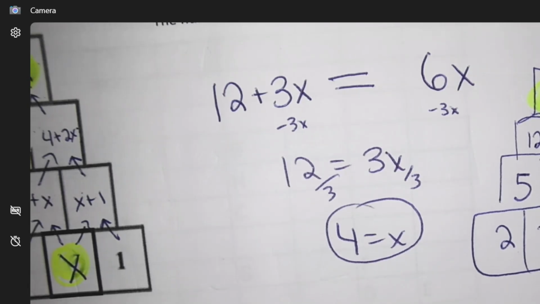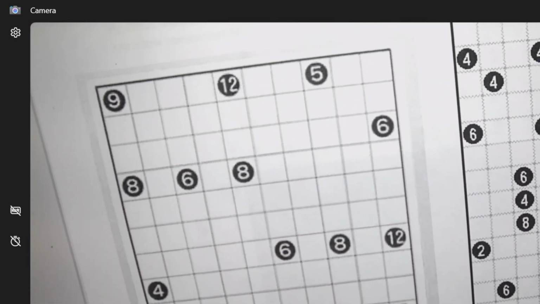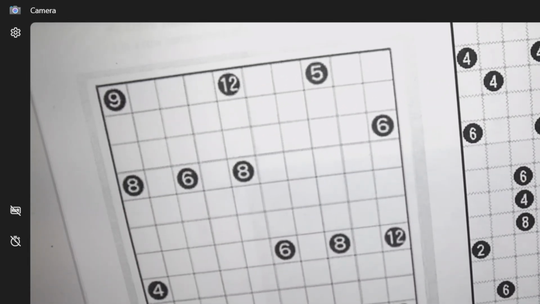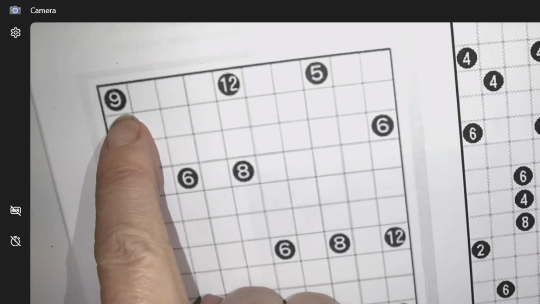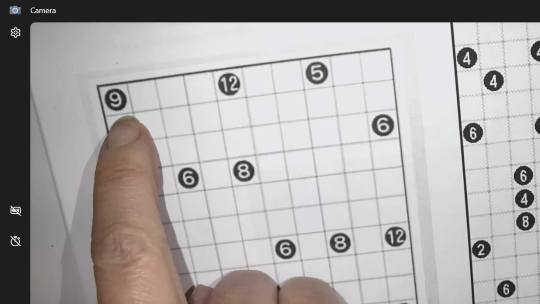Okay, this next one. Oh, I forgot the name of it. There's some kind of name to it. Boxes and rectangles. So 9 means you have to make a shape with an area of 9. Yeah, so you have to make either a square or a rectangle.